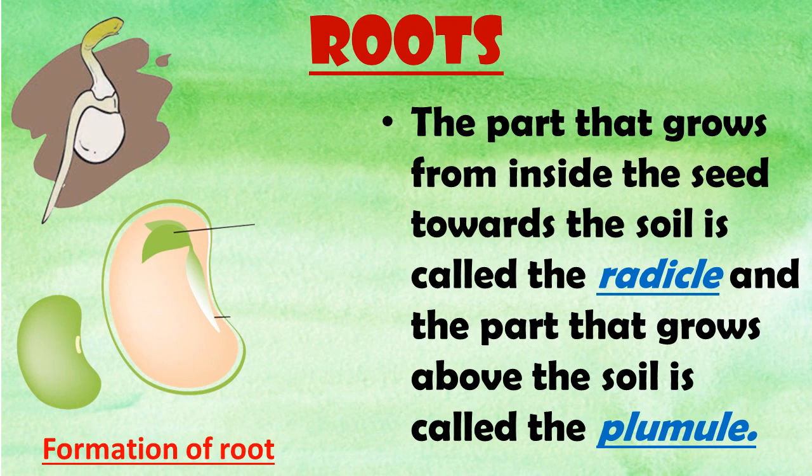Student, this is a seed, and the part that grows from inside the seed towards the soil is called the radicle. So what is the radicle? The part that grows from inside the seed towards the soil is called the radicle, and the part that grows above the soil is called the plumule. You can observe the leaves arising from the plumule.